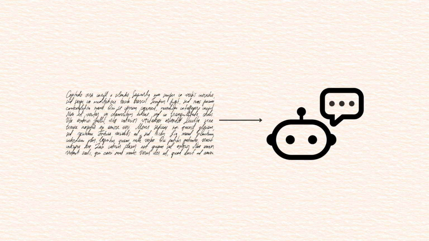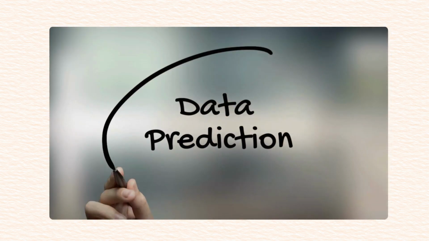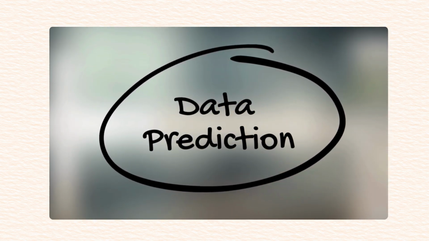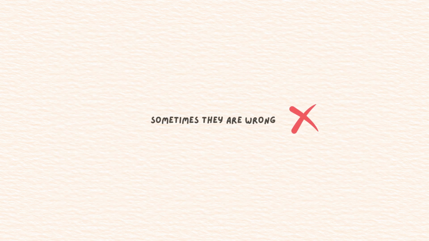But AI vision isn't perfect. It can still miss tiny details, misread text, confuse unusual objects, draw incorrect conclusions. Because it isn't truly seeing or understanding the world like a human, it's making incredibly sophisticated predictions based on patterns it has learned. Most of the time, those predictions are impressive, but sometimes they're wrong.